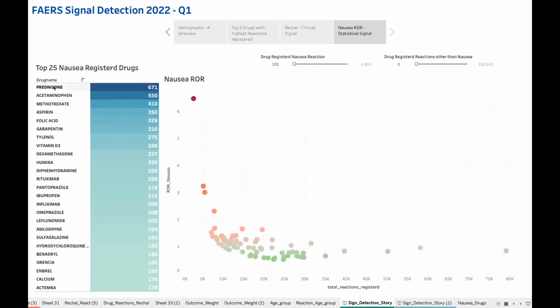For example, here we've seen that prednisone registers the majority of the nausea, but that doesn't mean it has very high odds of occurring nausea. You see here Zofran has 3.2, and Ibrance has 3. How you read it is, Ibrance has 3 times the odds of occurring nausea compared to all the drugs in the database. That's how you read this. But if you look at prednisone, it has a very low ROR, for example, 0.8. Even though this drug has registered nausea many times, it has very low odds of occurring nausea.